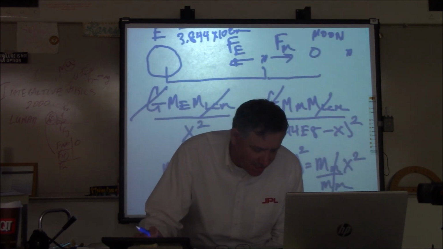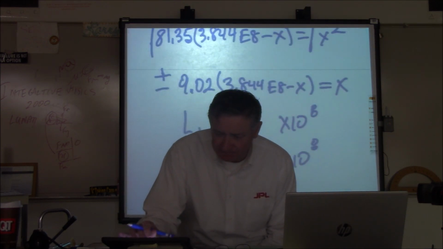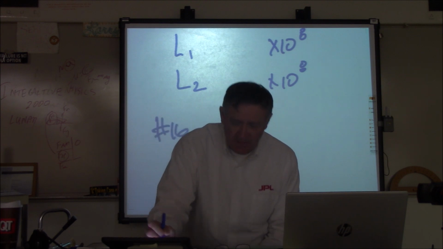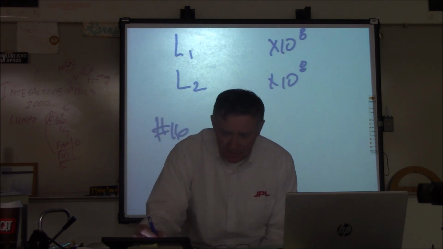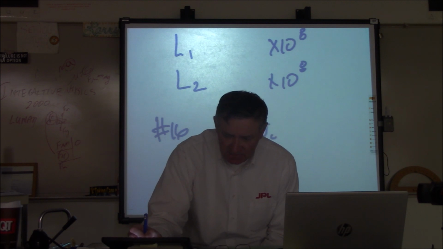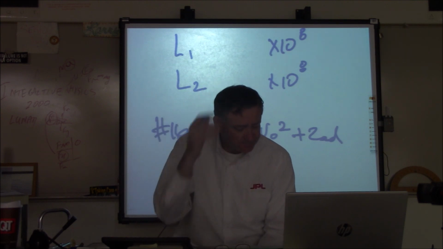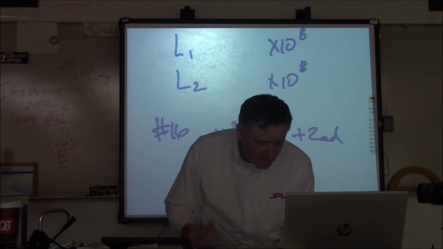Let me give you a hint. When you do number 16 on this assignment, number 16 is just old school, that equation, v squared equals v naught squared plus 2ad. It has nothing to do with escape velocity, nothing like that. You're just going to go old school.